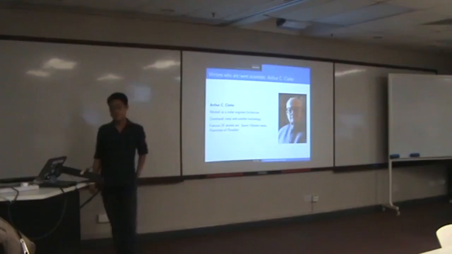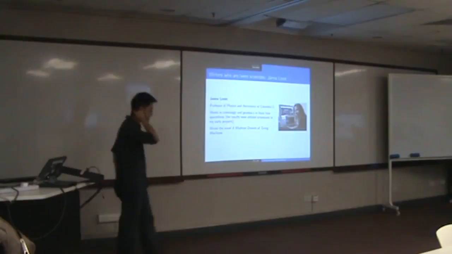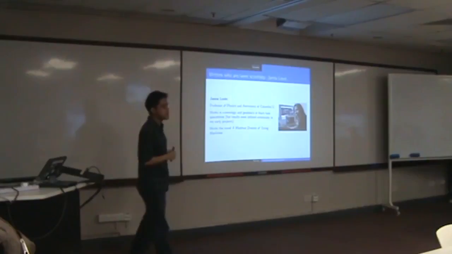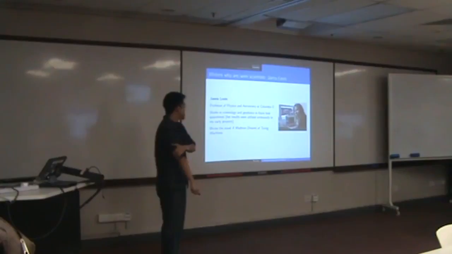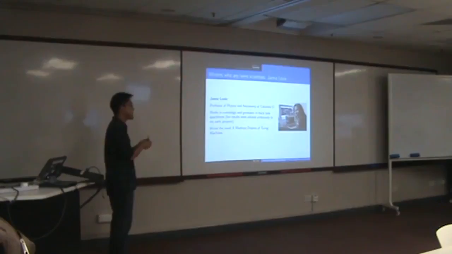More modern people are people like Janna Levin. She is still a professor at NYU. And I know about this person because she works in the same research area as me, right? Black holes and celestial mechanics. She wrote a novel called A Madman Dreams of Turing Machines. It is a historical fiction novel about Alan Turing. Alan Turing is one of the fathers of modern computing, right?